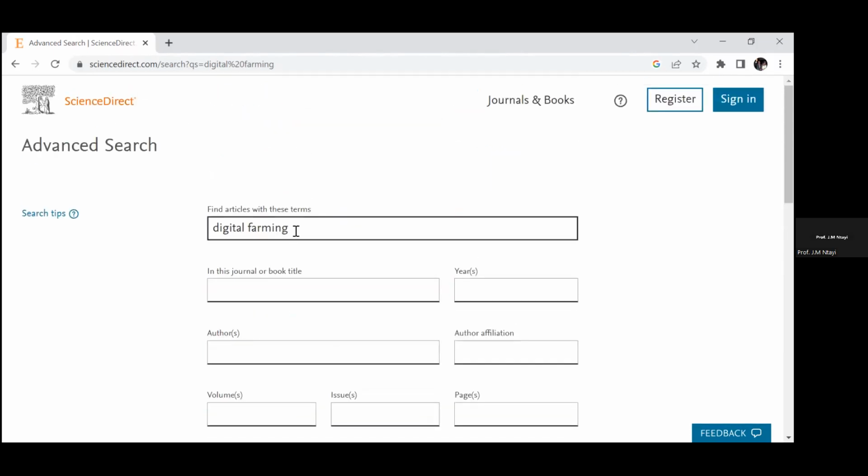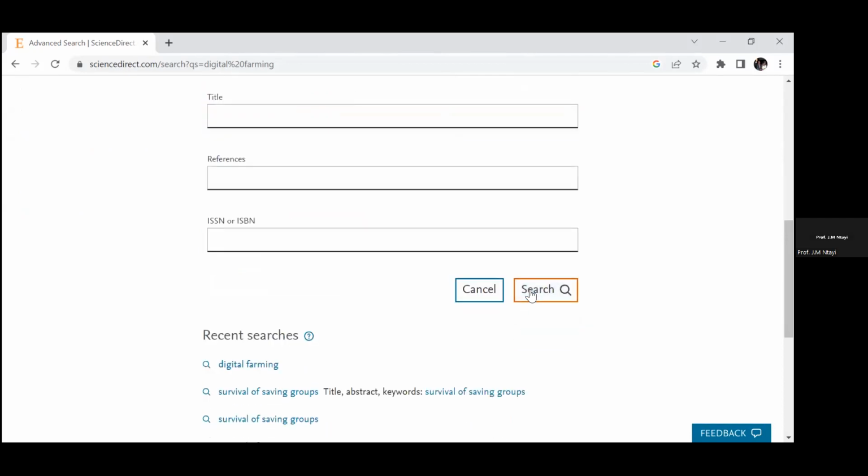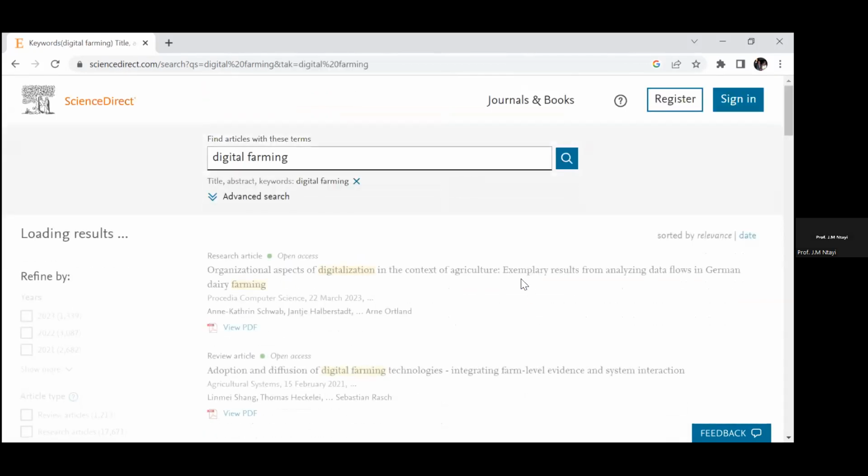Remember, in the first place here, find articles with these terms. Here, I am not specific. Now I'm specific. I'm saying find articles where this word or this phrase digital farming should be either in the title or in the abstract or in the author specific words or in any space around there. So I will now say search for me. You see what I have?